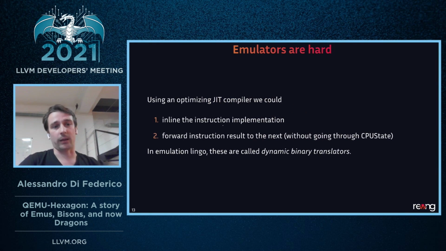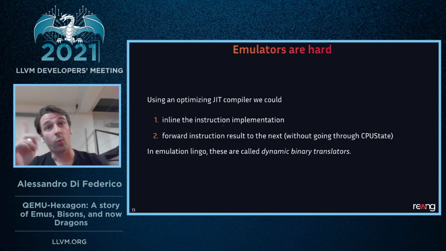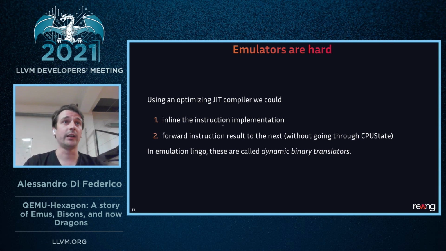So what do you usually end up doing? You end up having an optimizing JIT compiler that is able to optimize multiple instructions in a single basic block in one shot. And so you can imagine that you can inline the behavior of each instruction into a single basic block, and you can perform cross-instruction optimizations. For instance, you can forward the result of an instruction to its user that might be in the next instruction without having to go through the CPU state, which means memory. So everything remains in a register, and it's very efficient.